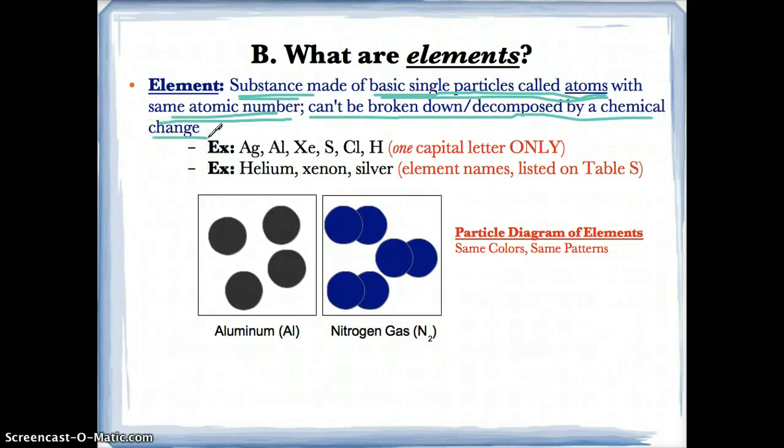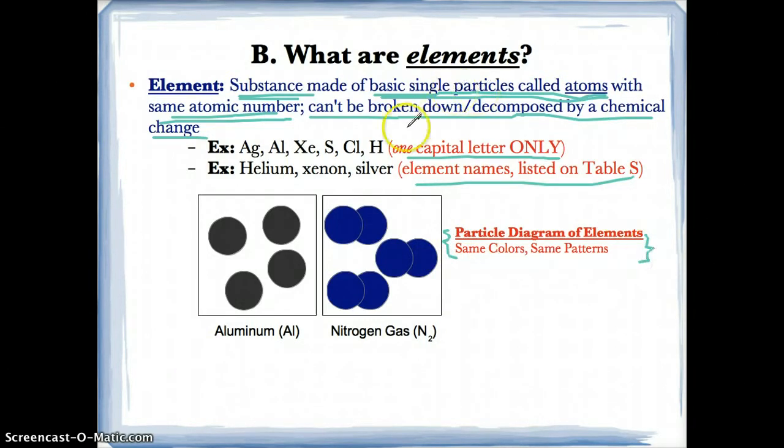Since they're as simple as you can get, and since they're the basic thing that makes up everything in the universe in terms of matter, elements cannot be broken down or decomposed further by chemical change because they're the simplest thing you've got. Now, there are three ways to tell if something is an element. You can look at the chemical symbol, the element name, or what are known as particle diagrams. We'll go into each one of these right now.